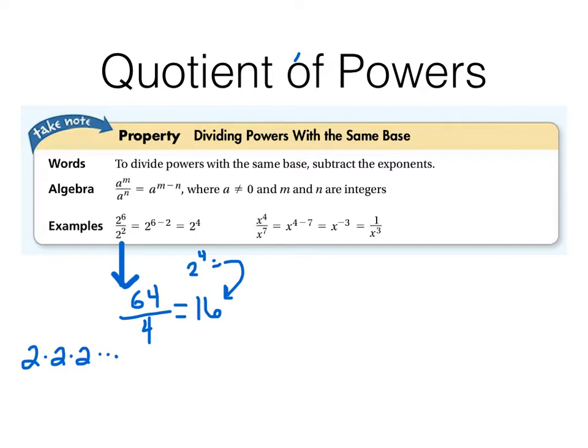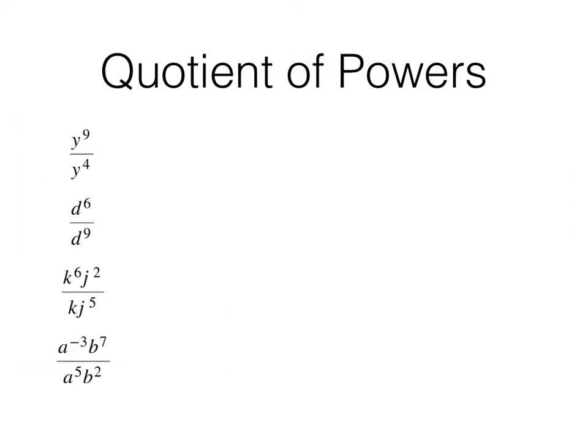Okay, let's try some. Several quotients of powers. y to the 9th over y to the 4th. We're going to keep the base, so the base is the y part. Keep the base, subtract the exponents. 9 minus 4 is 5. So y to the 5th power is what we get.